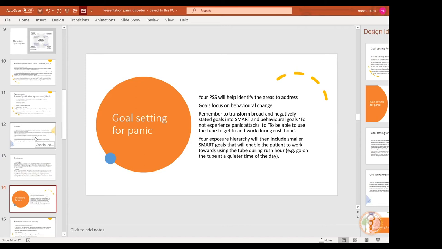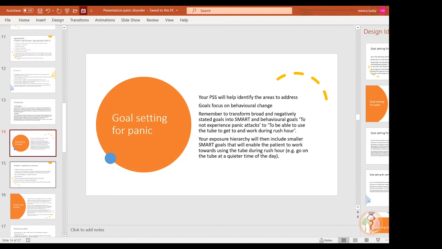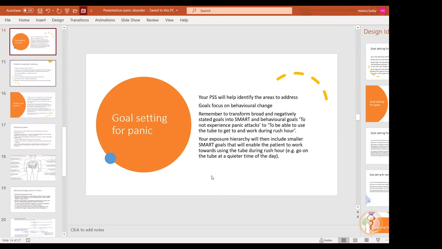The reason I'm moving quite quickly is so we can talk about treatments and about BA and what we are doing here. So let's look at it. Now you have assessed, you have identified the 5 areas, you have asked the client what is going on for them, and your PSS is going to help to identify the areas to address, with the goal focused on behavioral change.